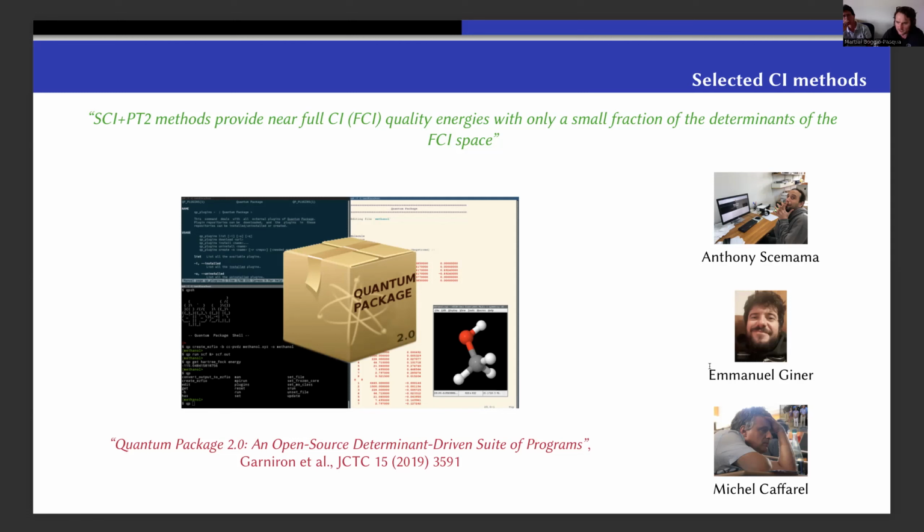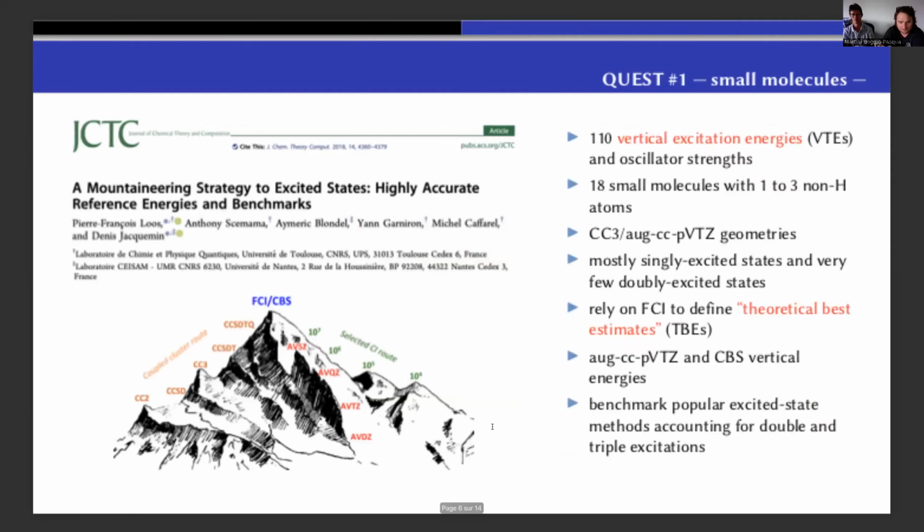Also Emmanuel Giner, who is now in Paris, and Michel Caffarel, as well, who's in Toulouse. Thanks to Anthony's implementation of selected CI, we use a method that he calls CIPSI, which is just one type of selected CI. We were able to get very accurate vertical excitation energies for small molecules. So thank you to them.